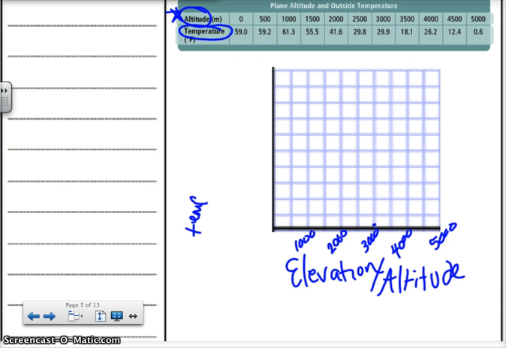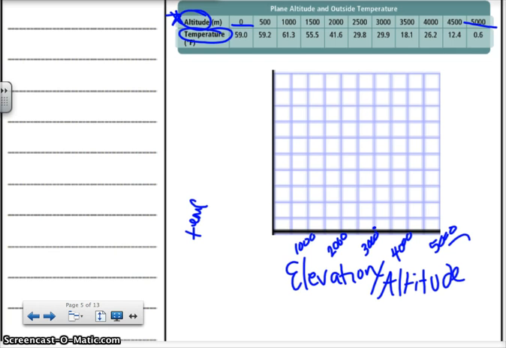And my dependent would be my temp. And then I look to see how I'm going to scale it. I look at my range of values and just do guess and check. Altitude, it looks like I range from 0 to 5,000. So as you can see, I started with 500, going up by 500s to see if it worked. And it looked like I went right to 5,000, so that's the way to go.